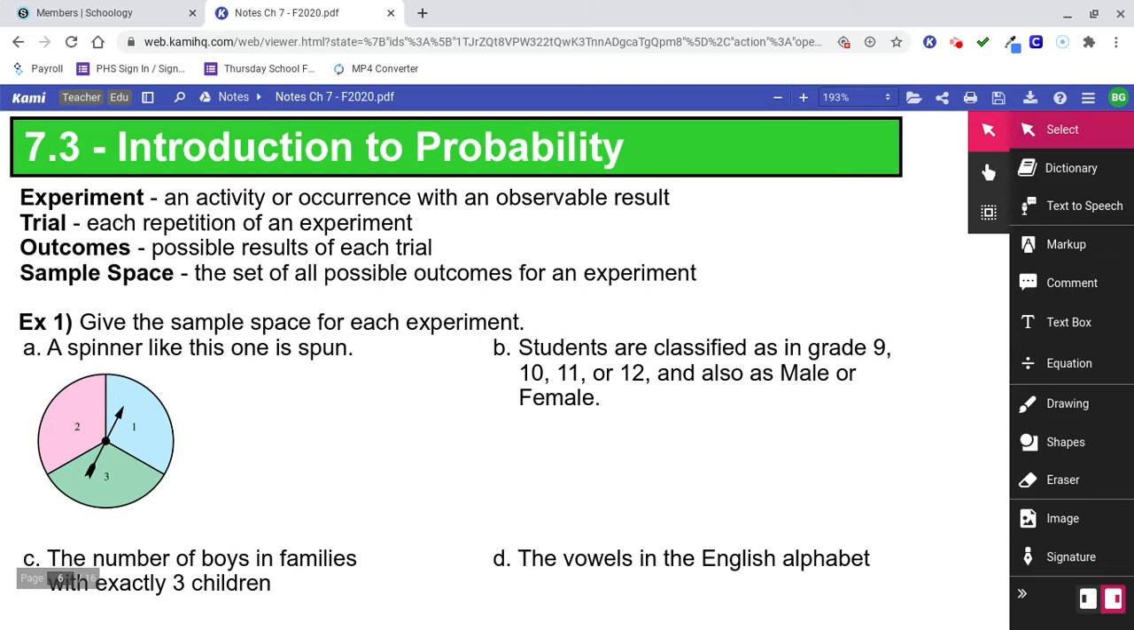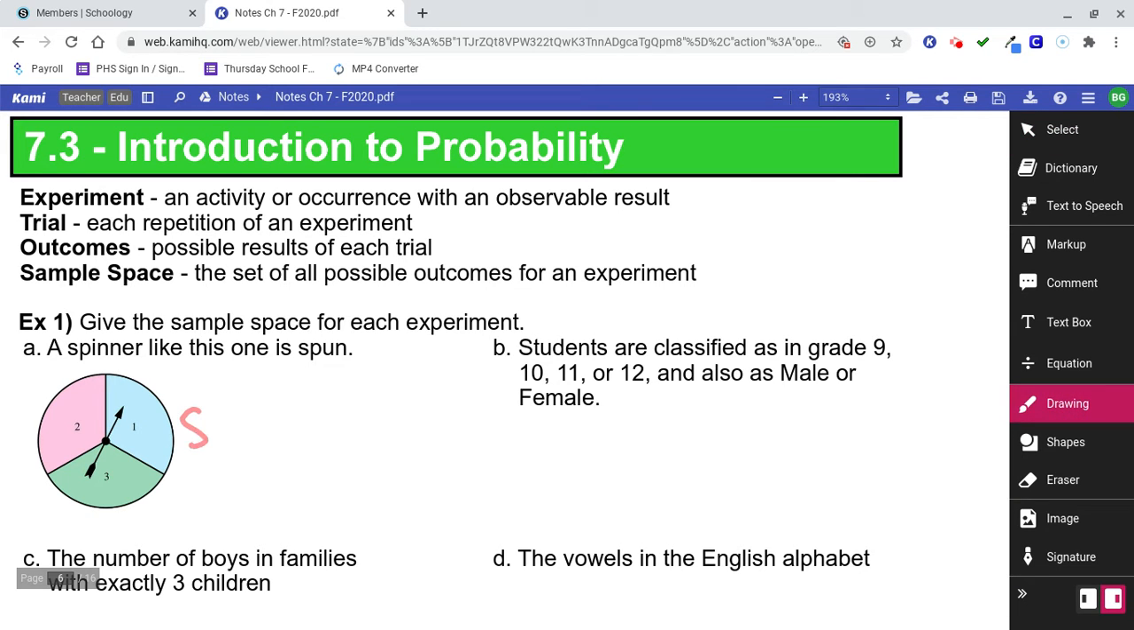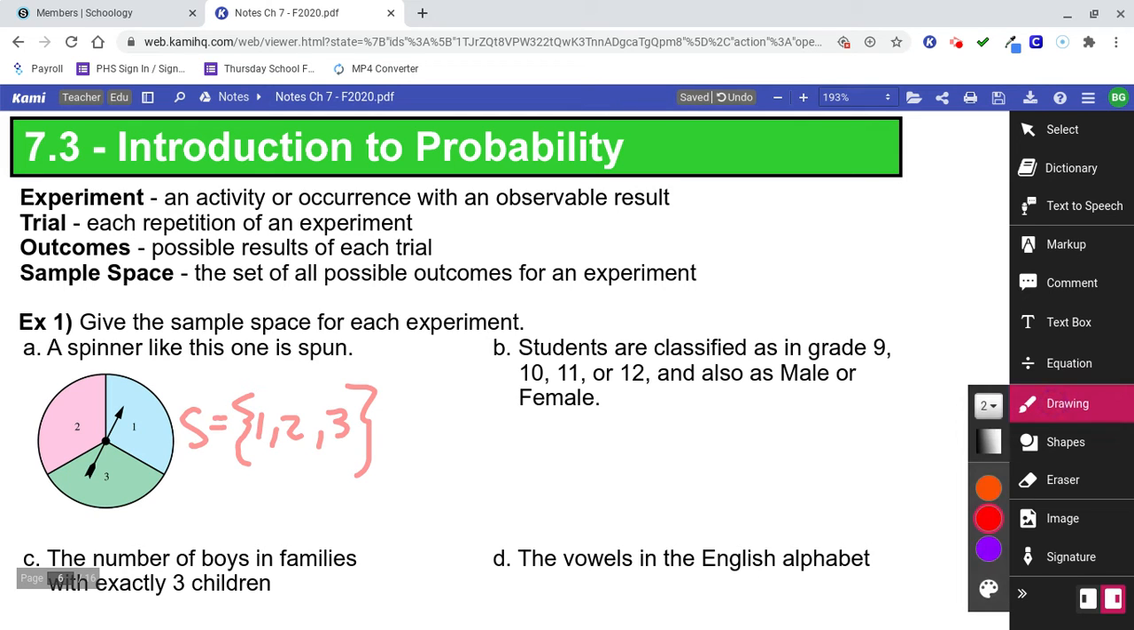Part A, a spinner like this one is spun. Sometimes students struggle with sample space, but sample space is just what is possible. We're making a set, and we're going to list out everything that's possible. So it's really not that hard. S equals, we're going to have a set. Just visualize yourself flicking that little arrow and spinning that spinner. What are the possible outcomes? Well, you're either going to get a 1 or a 2 or a 3. That's the sample space. That's all there is to that.